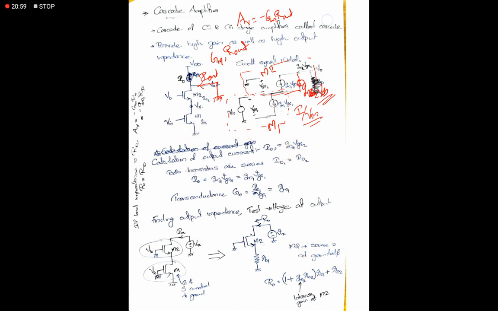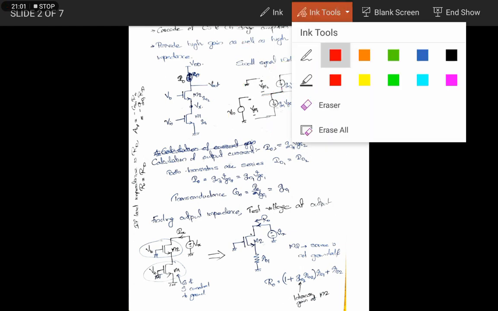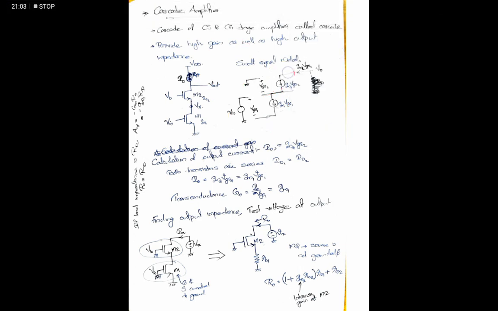So from this circuit, these currents are the same, and we need to find this current Iout, and Iout is nothing but gm1 VGS1. VGS1 is Vin itself, so Iout by Vin, the effective transconductance, is nothing but gm1 itself. Next we need to find its output impedance.